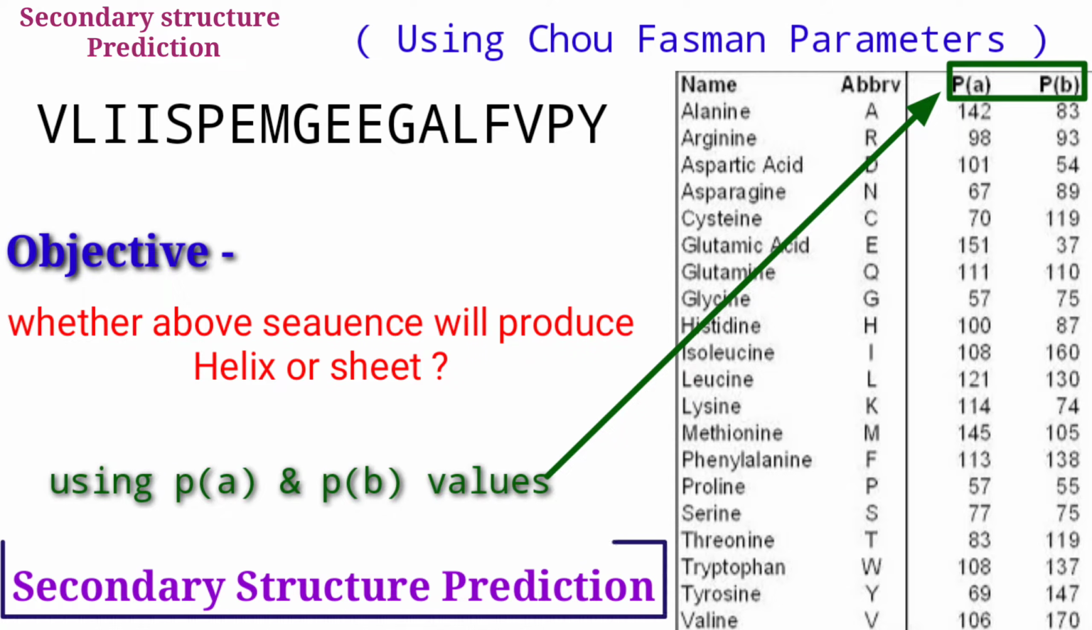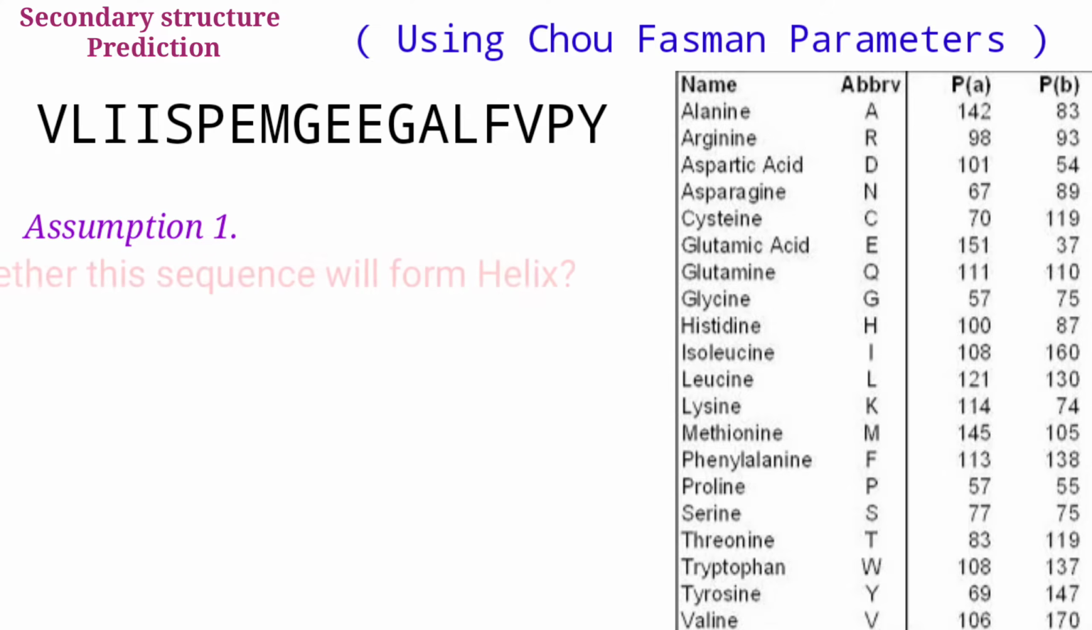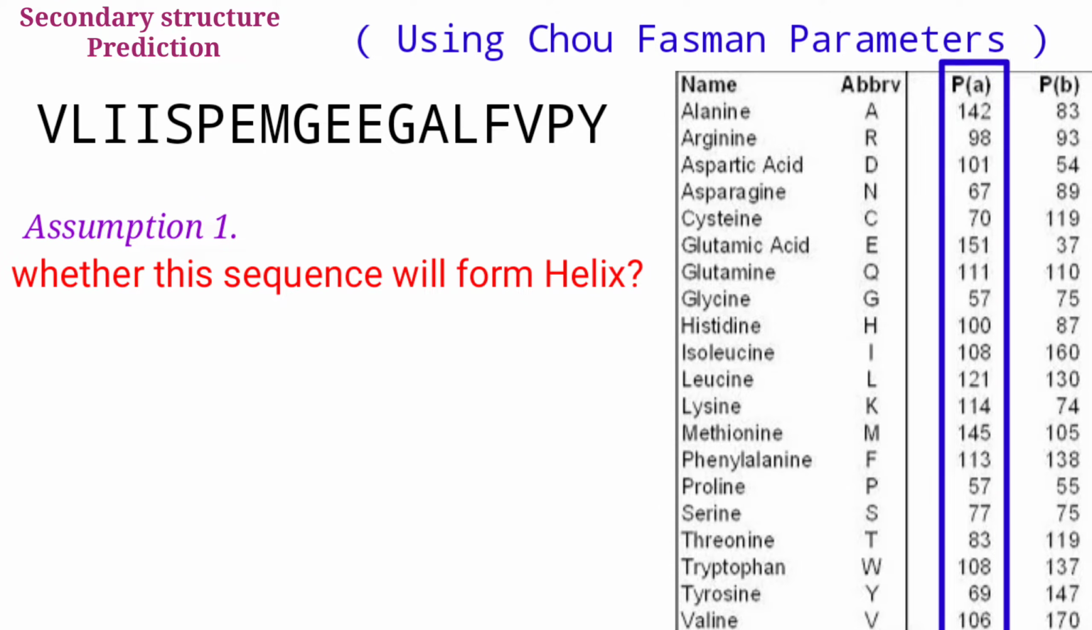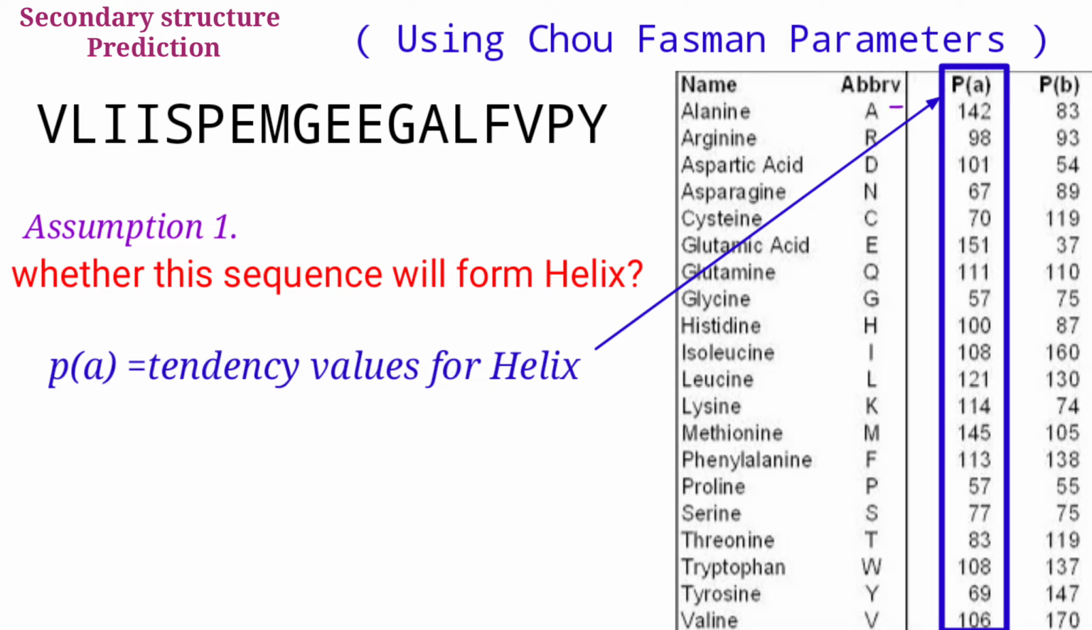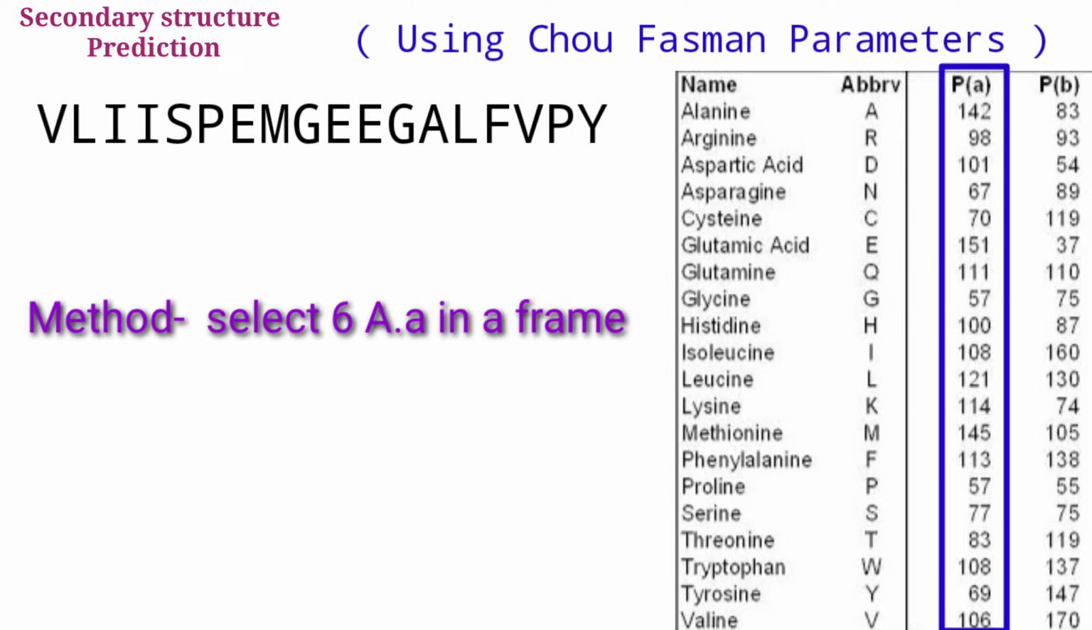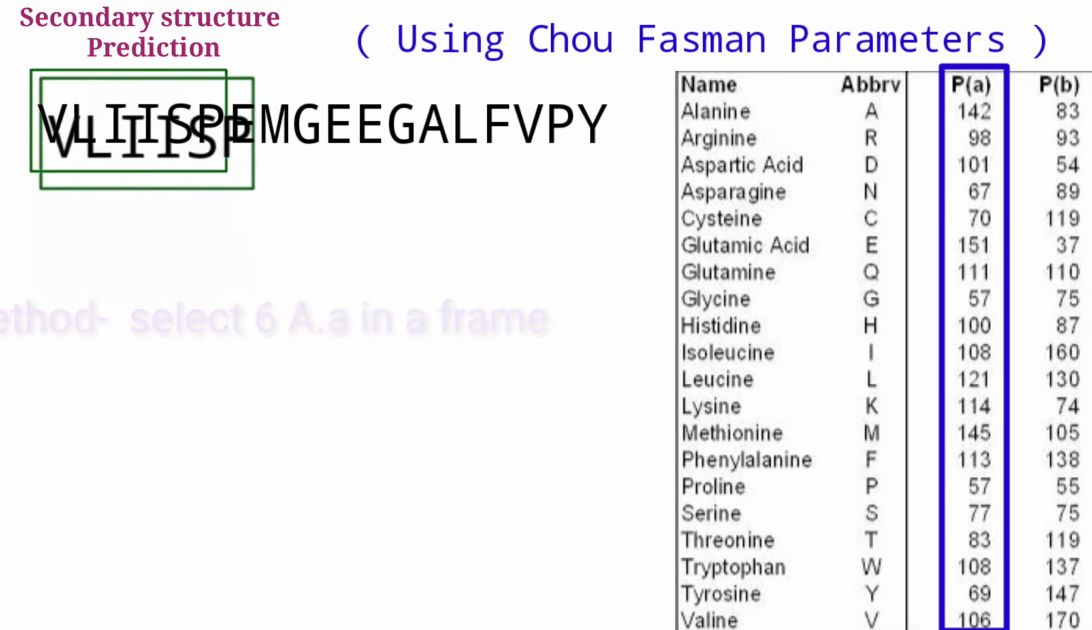Many questions are based on this. So it is very important and I would request you to please understand this. So let's talk about alpha helix first. In the parameter chart we have the alpha helix propensity values of each amino acid. So let's start by selecting the first 6 amino acids in the chain.